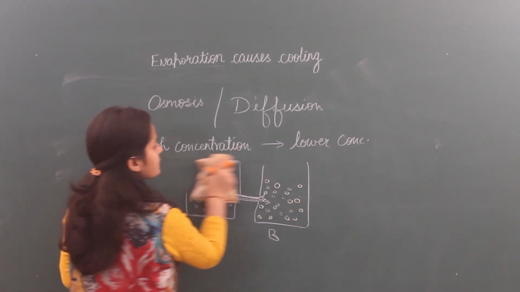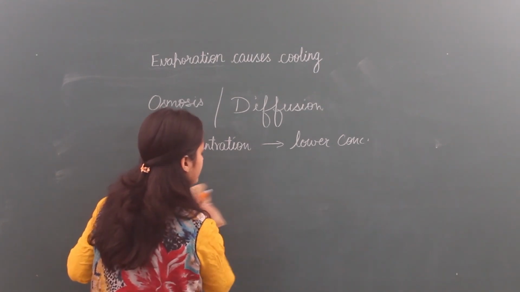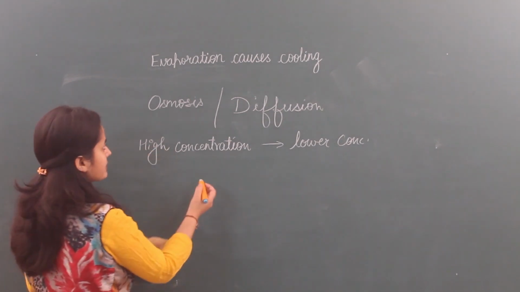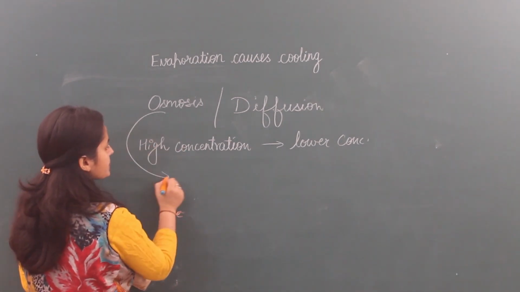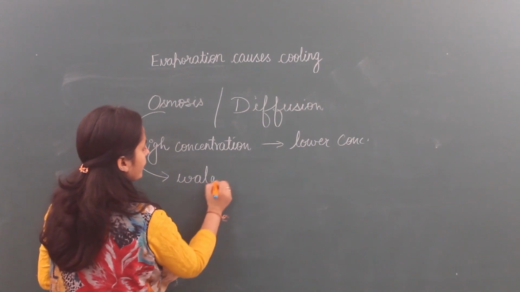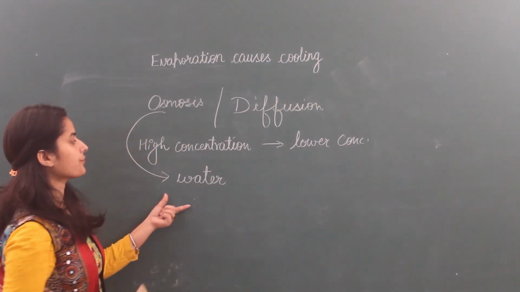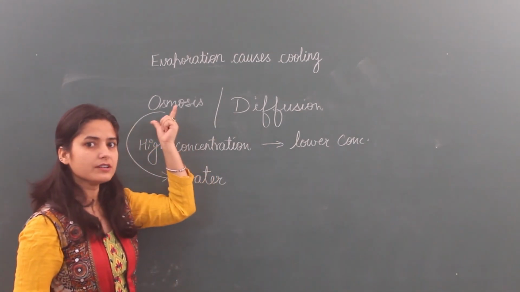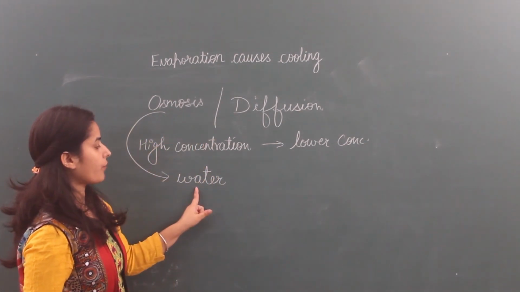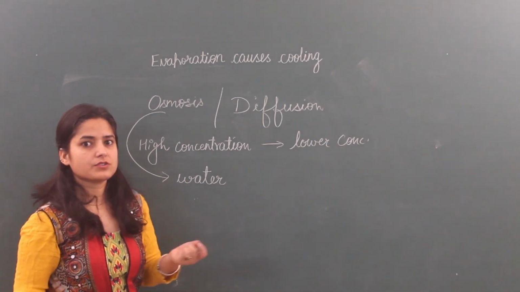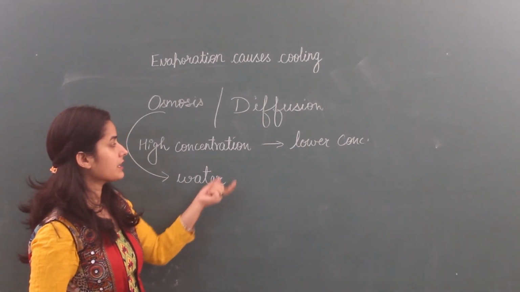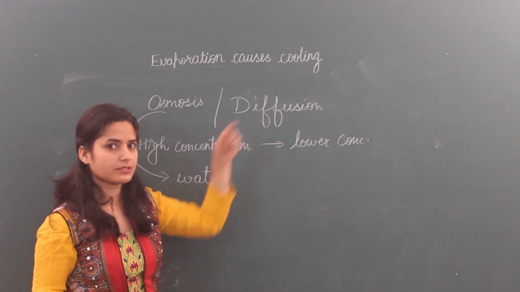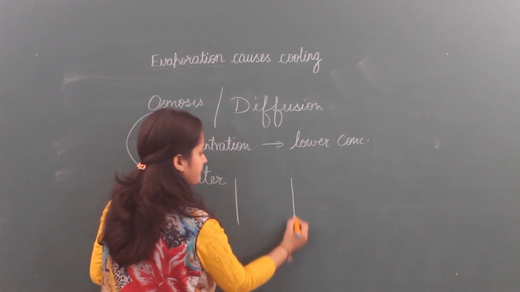So what is the difference between osmosis and diffusion? These are both movement of particles, but a little bit of difference is there. Osmosis is especially in case of water. When water particles move from their higher concentration to lower concentration, then it is known as osmosis. Except water, if any other substance, solid, liquid, gas, any other substance is moving from higher concentration towards lower concentration, it is diffusion.